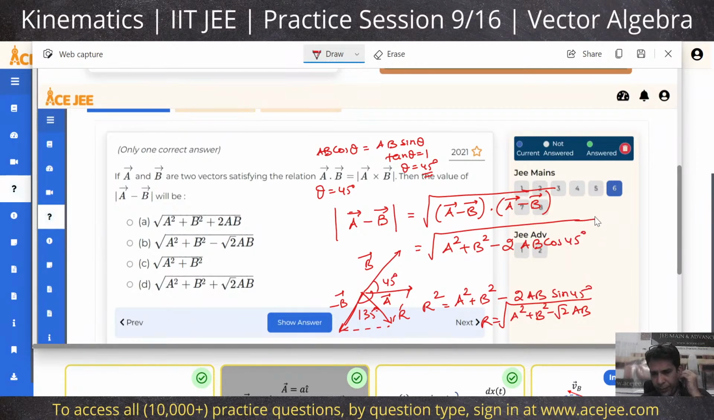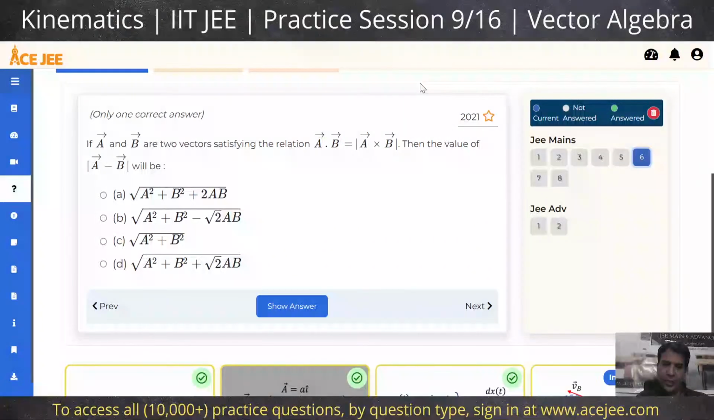One and the same thing? Yes, sir. This relation is pretty powerful actually. The A minus B mod is equal to the square root of A minus B vector dotted with A minus B vector, right? So that's what we've been practicing.